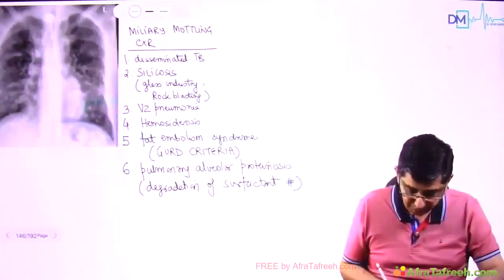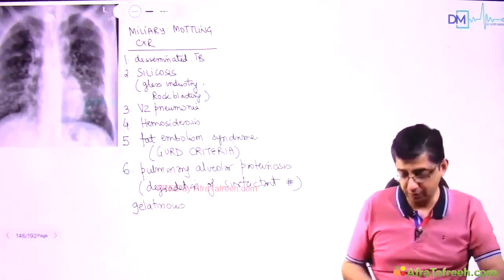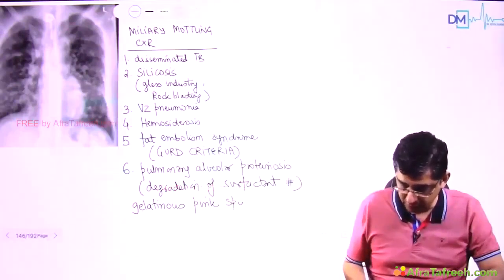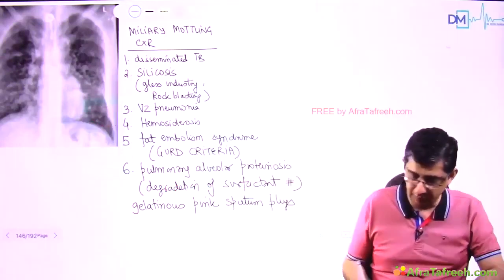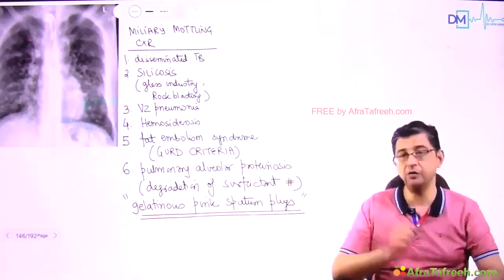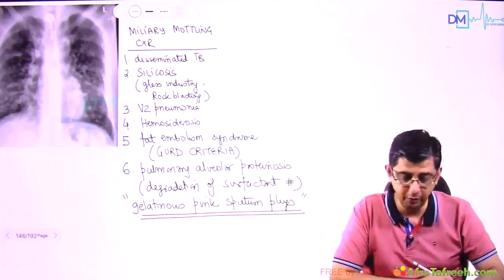These patients will be having this disease since birth, but manifestations will occur in adult age group, and the question will say gelatinous pink sputum plugs. These gelatinous pink sputum plugs that would be elicited in the patient would be primarily due to the accumulation of the surfactant in the alveoli of this particular patient, and these are 6 important causes for miliary mottling on chest X-ray.